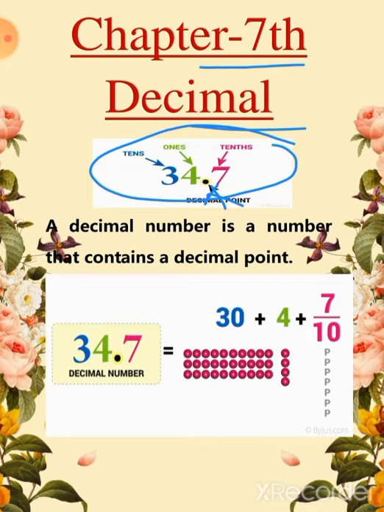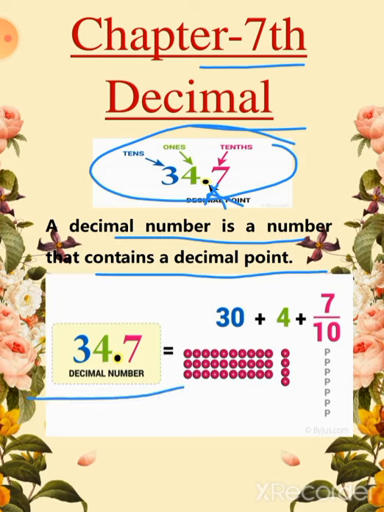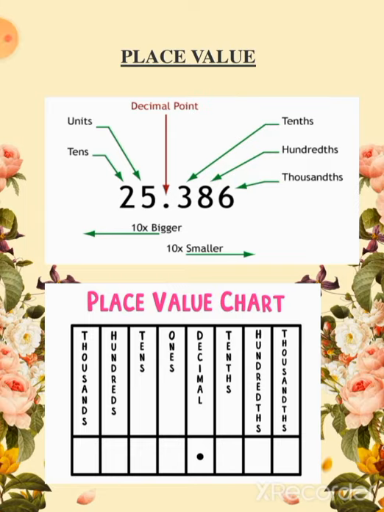So what is a decimal number basically? A decimal number is a number that contains a decimal point. That means any number in which there is a decimal will be called a decimal number. Now, the next important point in decimal is place value. As we are all familiar with place value, we can easily find the place value of any number. Basically, it is the same in decimal numbers as well.